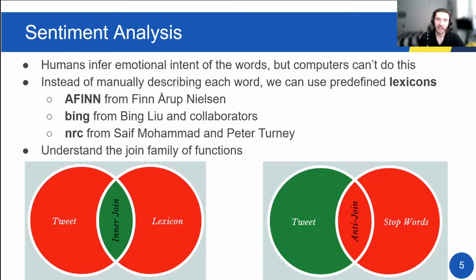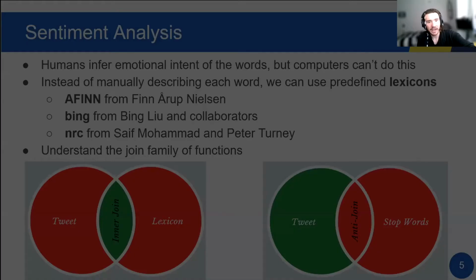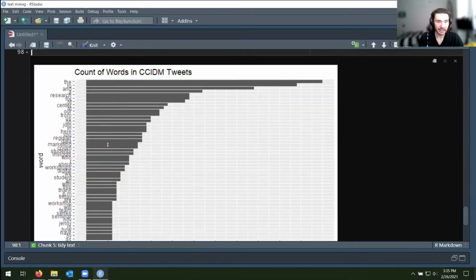What we can do is use the anti-join function to compare all of the words in our tweets and all of the words in the stop words. As you can see in the lower right-hand corner, we're getting rid of where the tweet words overlap with the stop words. So we're just getting all of our tweet words, excluding the stop words. We keep the green and we get rid of the red. We can do this fairly easily in R.